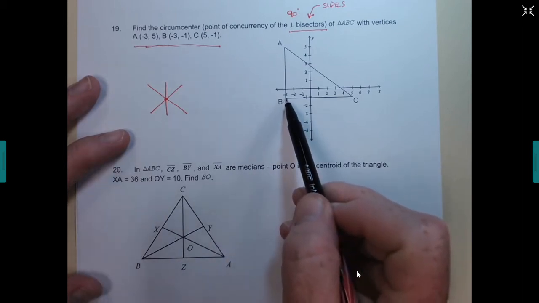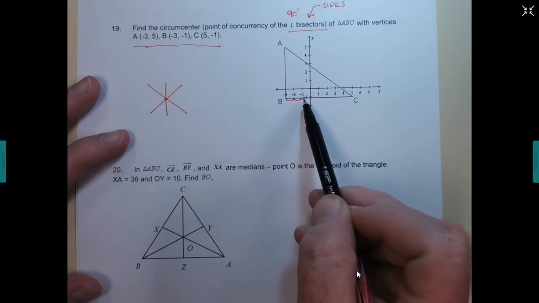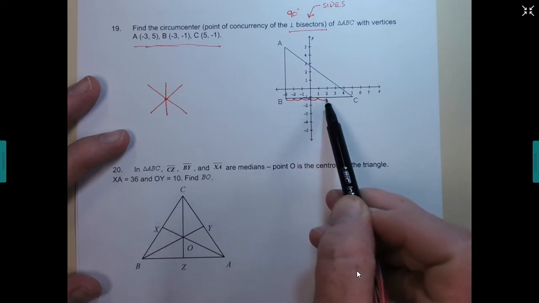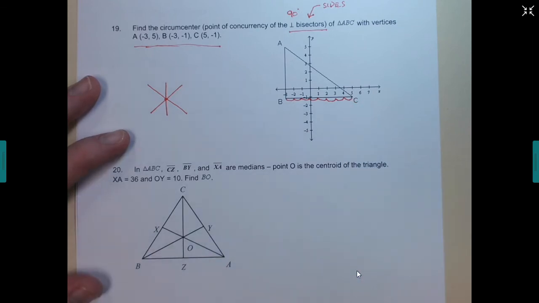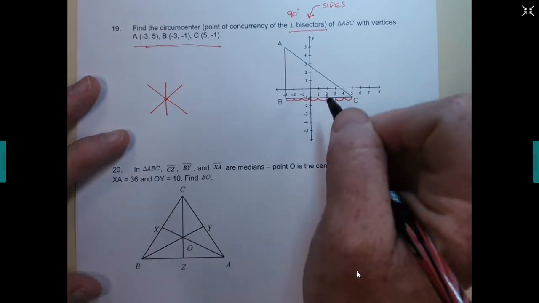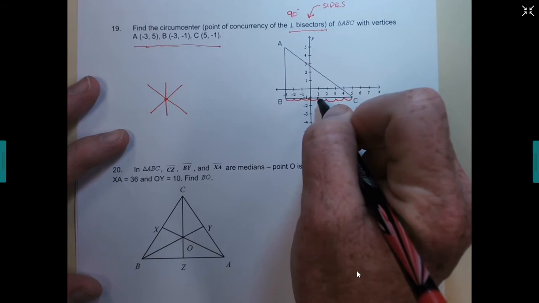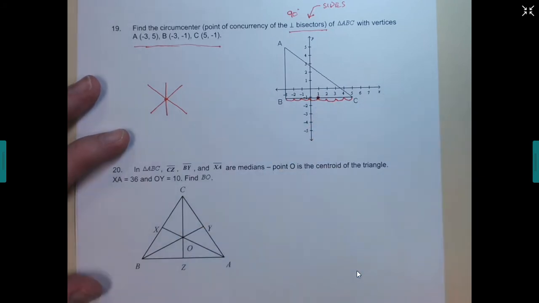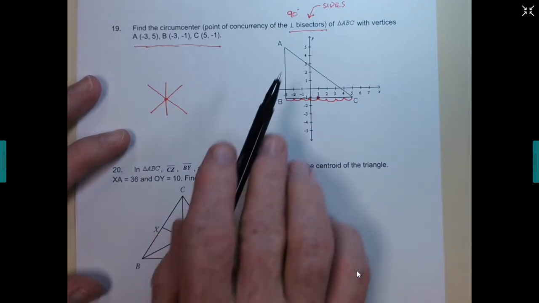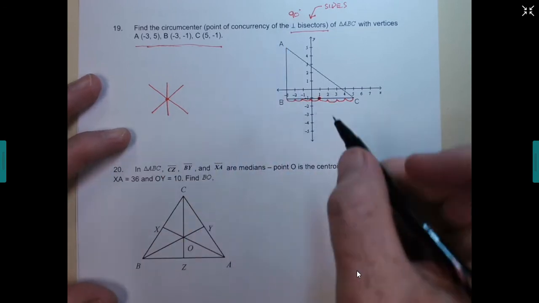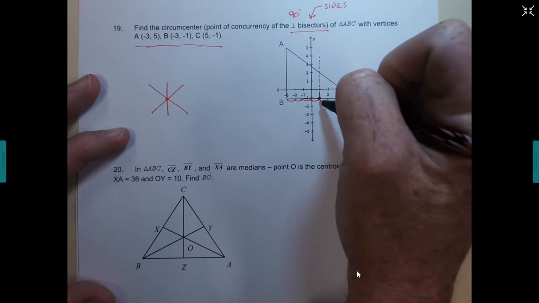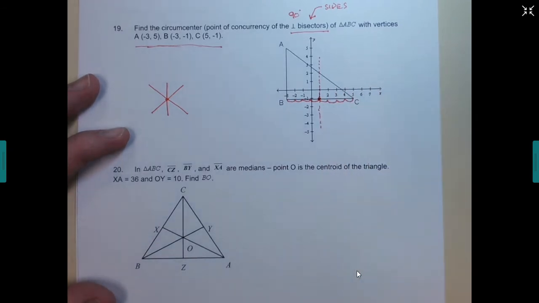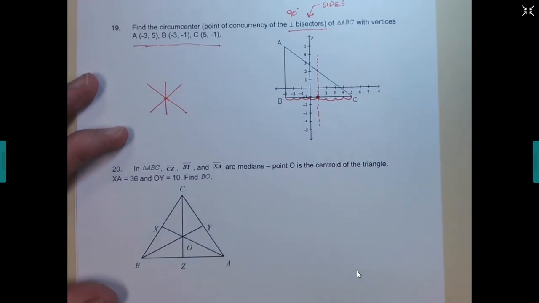So if this is 1, 2, 3, 4, 5, 6, 7, 8 units long, cutting it in half will be pretty easy. We'll do that at the 4th unit mark. And if I got to make 90 degrees with a horizontal line, that's easy. I'll make a vertical line. So I know I have a perpendicular bisector there.